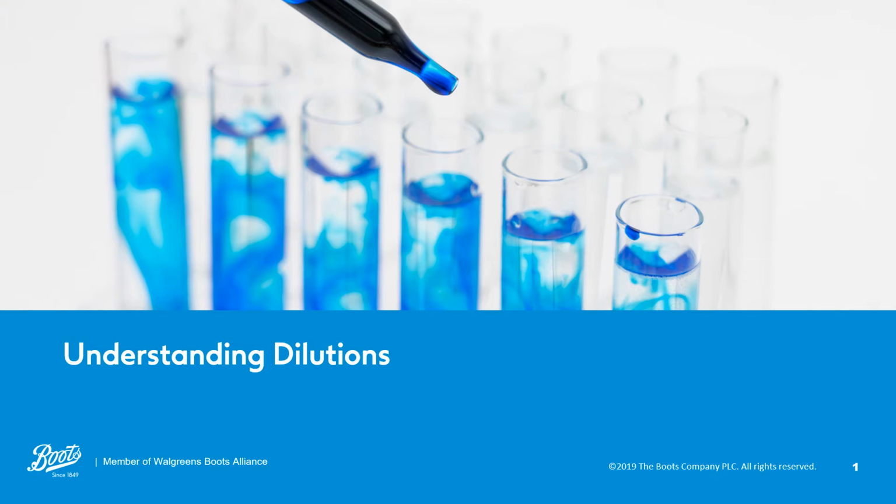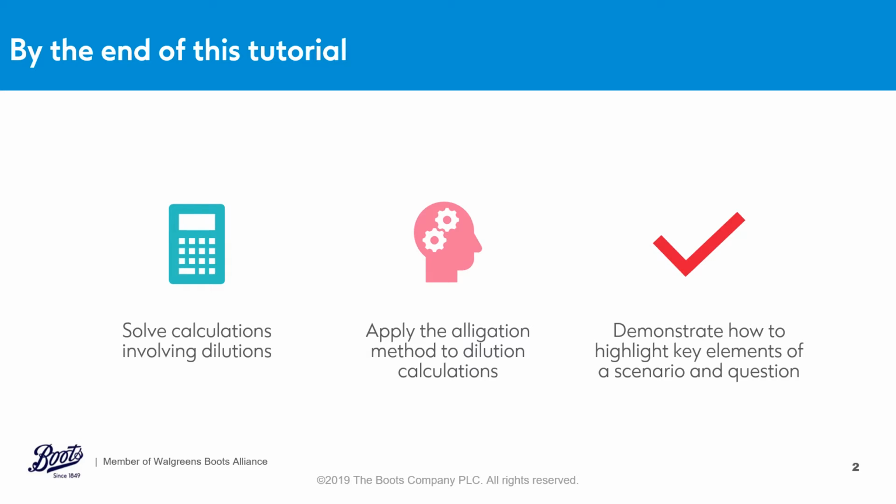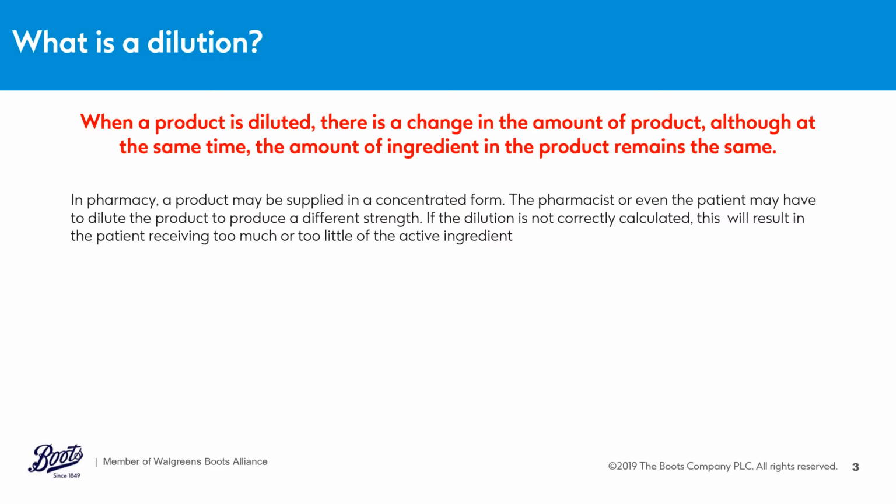Understanding dilutions. By the end of this tutorial, you should be able to solve calculations involving dilutions, apply the alligation method to dilutions calculations, and demonstrate how to highlight key elements of a scenario and a question. When a product is diluted, there is a change in the amount of product, although at the same time, the amount of ingredient remains the same.